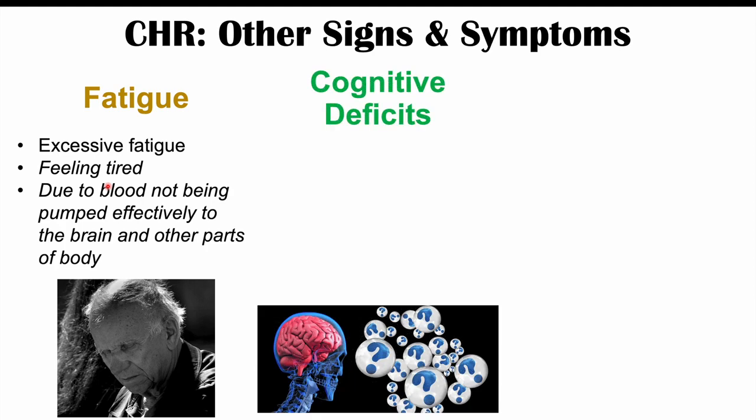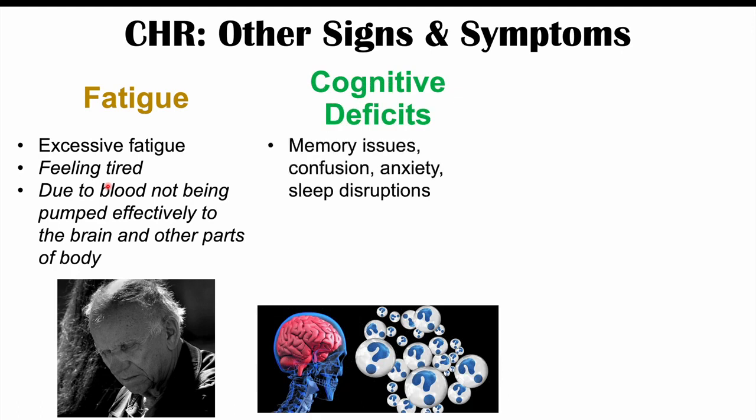And then we can also see cognitive deficits. So cognitive deficits can include memory issues, confusion, anxiety, sleep disruptions. And this is going to again be due to a reduction of blood supply to the brain and other parts of the central nervous system.